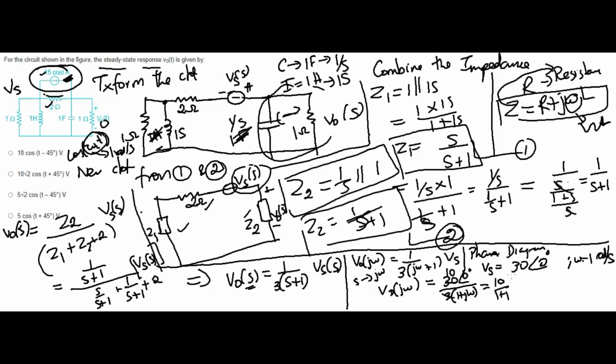Now I'm going to change into the time response. So V naught is equal to, listen, I'm going to write V naught of j omega as V naught. For that, the side way I just write here, this is 1 plus j, is it right? Because omega is 1.